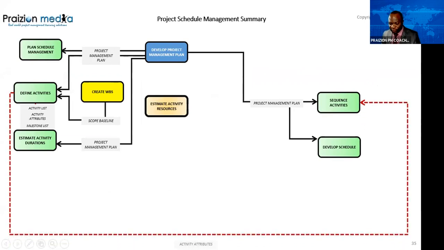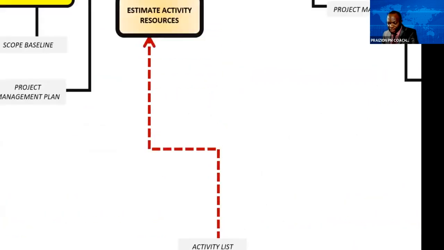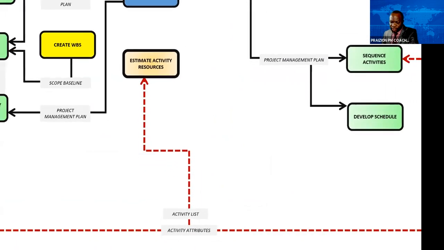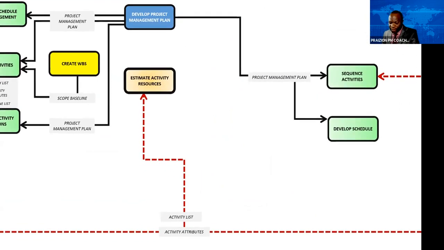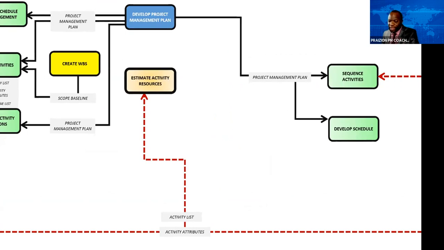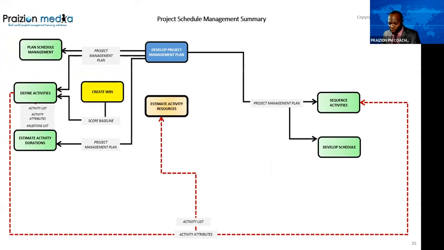So looking a little bit further, you can see I've got activity attributes and the activity list going into estimate activity resources. You see that? That is an important relationship. Now, I know estimate activity resources is outside of scheduling, but the interaction is very important between these knowledge areas, resource management and scheduling. There's a lot of interchange.